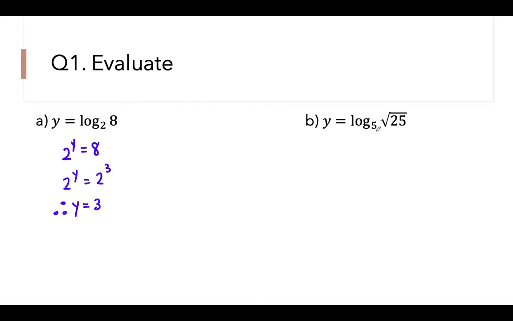Next, same thing, base is 5, so 5 to the exponent of y is equal to the square root of 25. Then we understand, what's the square root of 25? It's 5, so let's evaluate. And there's an invisible 1 here, so y is equal to 1.